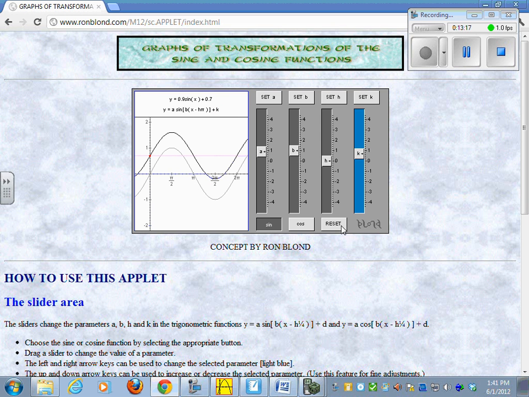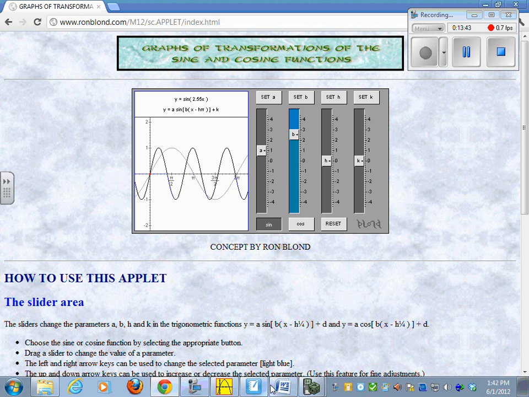Okay, so I'm going to reset this back. Now they've got the B. The B is the number in front of the X. Let's just see what happens here. So what would you say the B is? Would you say it's a stretch or a shift? It's a stretch, right? It's a stretch, exactly.